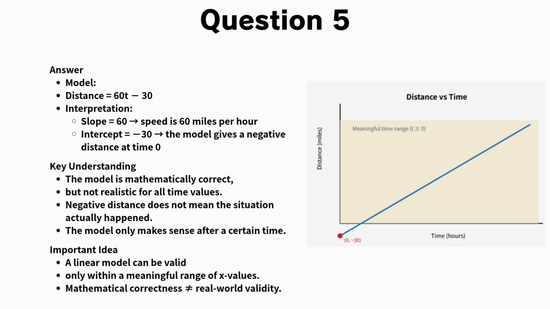This does not mean the equation is wrong. It means the equation is being used outside its meaningful context. Mathematical models often describe trends, not entire histories. In this case, the model likely describes motion after a certain starting time, not from time 0 itself. That is why we focus on the meaningful time range, specifically values of t greater than or equal to 0 where the situation actually makes sense.